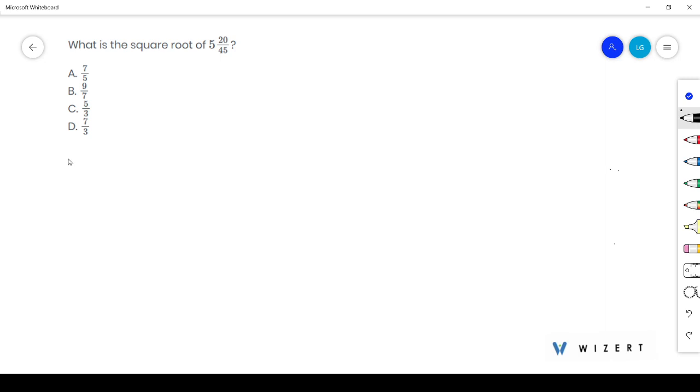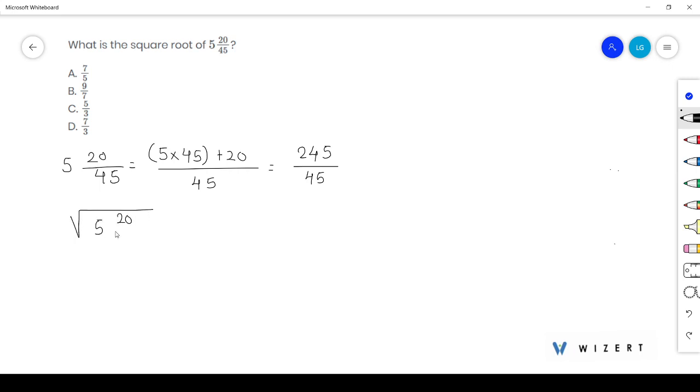Our question is, what is the square root of 520 by 45? This 520 by 45 is 5 into 45 plus 20 divided by 45. So it is 245 divided by 45. Now the square root of 520 by 45 is the square root of 245 by 45.